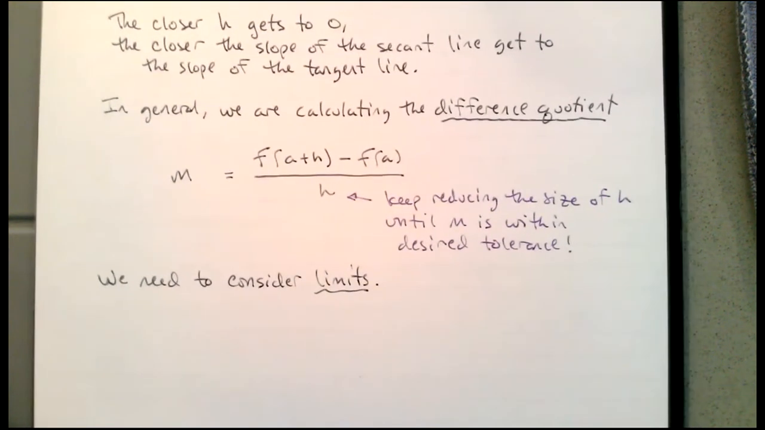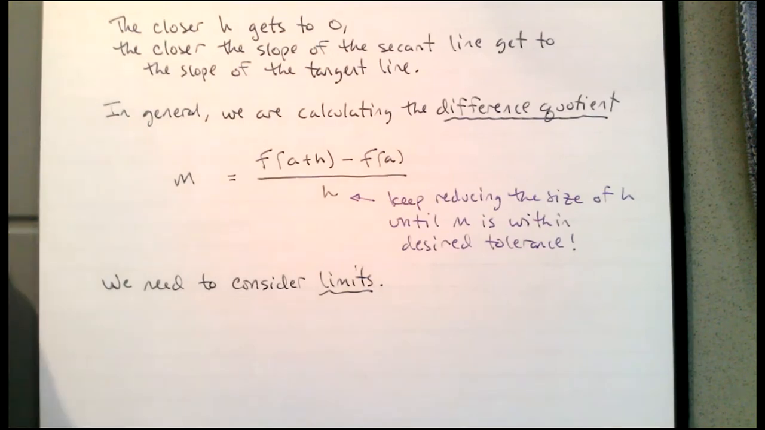This notion that we're just going to make h smaller until m is where we want it to be, that's just fine for just calculations. But we want to make something more rigorous. We want to define what we mean when we say h gets closer to 0, the slope of the secant line will get closer to the slope of the tangent line. So here's what we mean when we talk about limits.